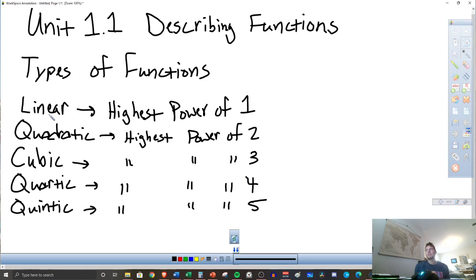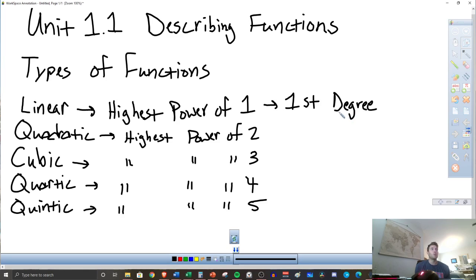Okay, let's talk about linear. We have another way that we would describe a linear function. Instead of calling it linear, we don't have to call it linear, but it has a special name because we use it so much. We would call this a first degree function. This degree is going to be a very important term in this class.